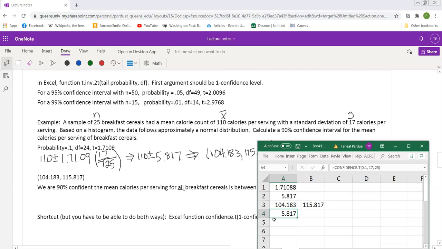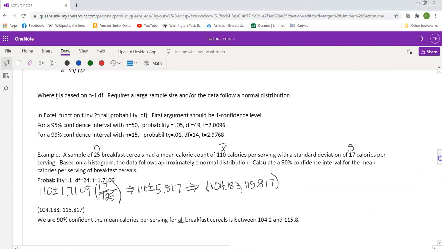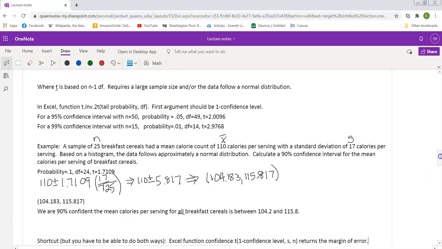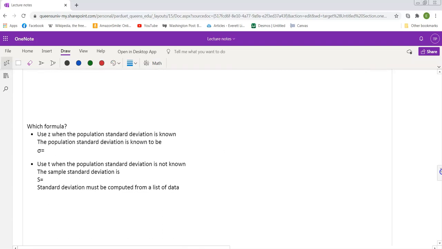But the reason I'm making you know how to do it both ways is I want you to see how similar the Z and the T are. And I want you to know why we're using that distribution. One more thing in this section, and then we'll be done. You need to know which formula to use when you read a given problem. That part's really important.